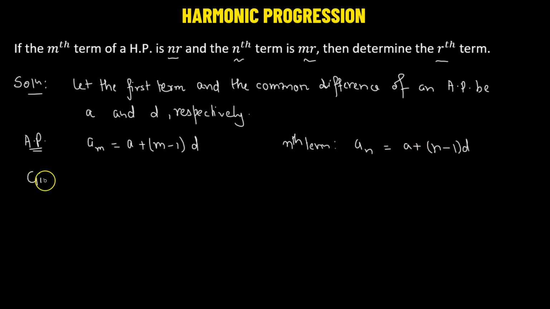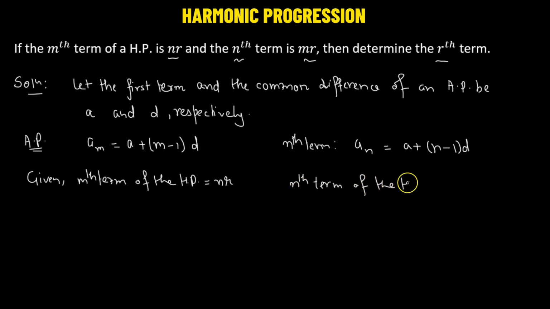Now here it's given that the mth term of the harmonic progression is equal to n times r, and the nth term of the harmonic progression has value m times r. Now what's the mth term of the AP? We have only found the mth term of the AP. All we have to do is take the reciprocal, which gives us the mth term of the harmonic progression. So 1 over the mth term of the arithmetic progression will be equal to n times r.